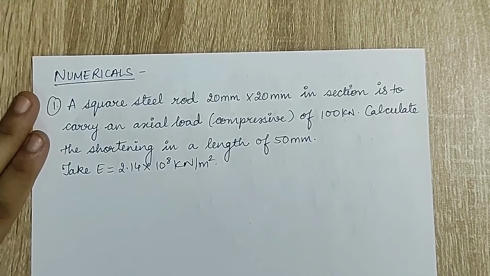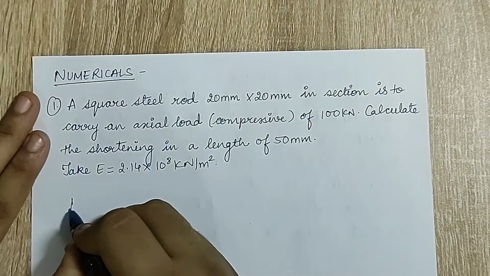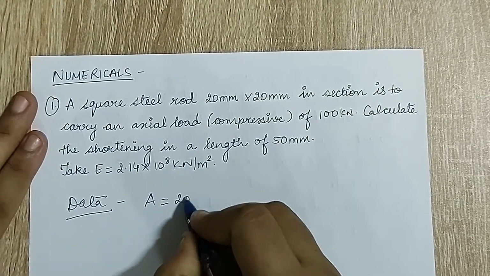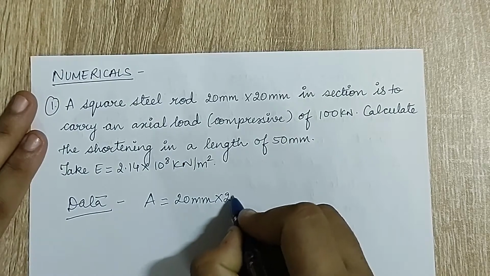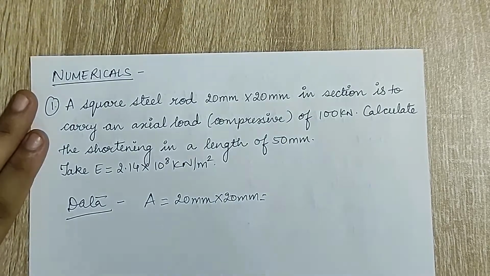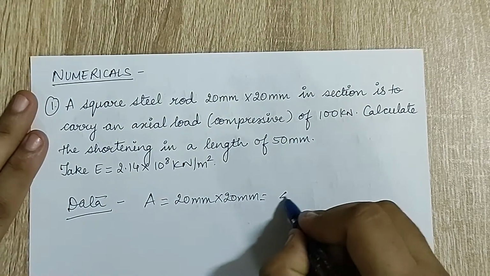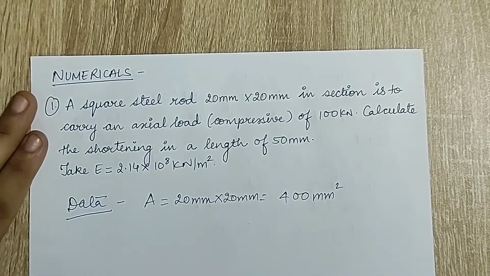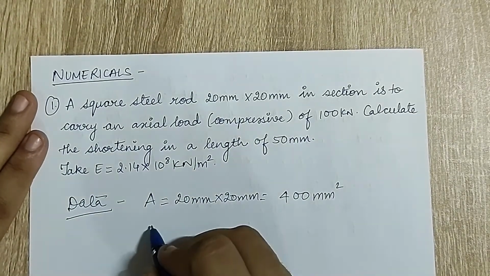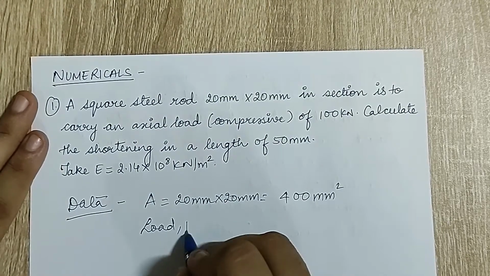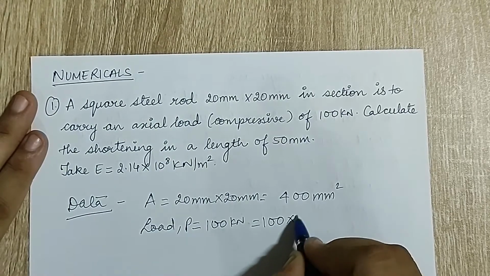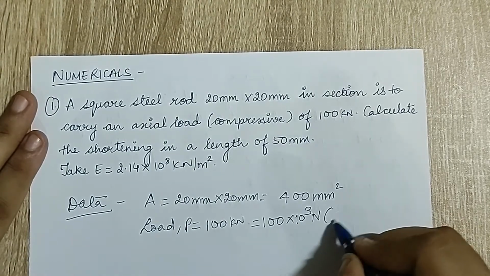A square steel rod 20 mm by 20 mm. So the area is given as 20 mm by 20 mm, which is 400 mm square, in section is to carry an axial load compressive of 100 kN. So the load P is given as 100 kN, which is 100 into 10 raised to 3 Newton of compressive type.